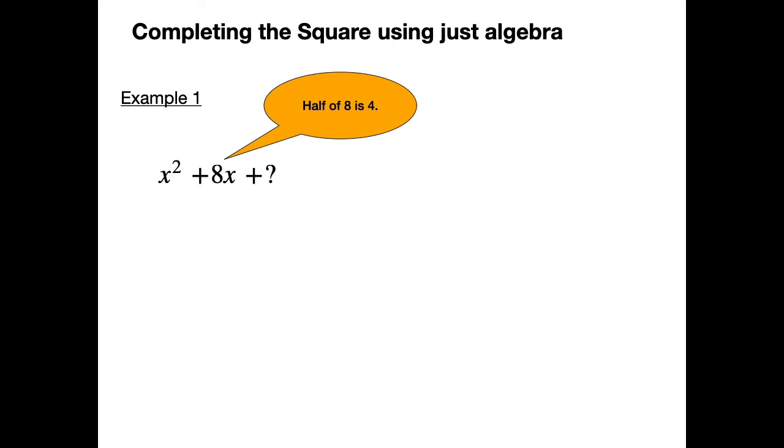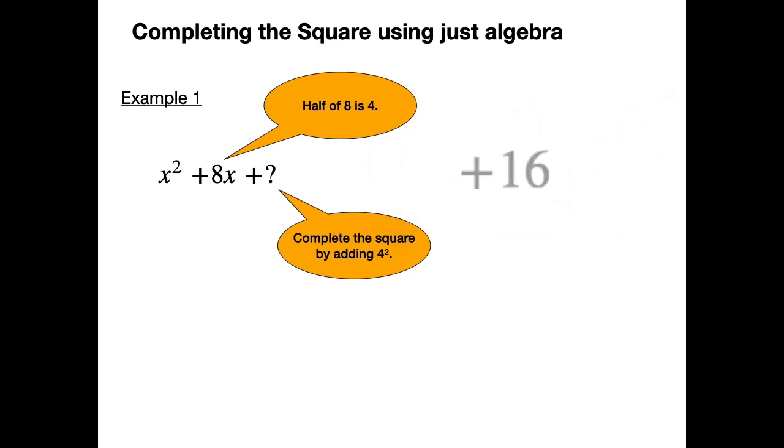First example, can you complete the square for x squared plus 8x? Well, what you might have already spotted from the pictures is that you complete the square by adding another square number. Because the x term is 8x, take half of the 8, which is 4, and the added square is 4 squared. So an extra 16 completes the square. You end up with the square of x plus 4.